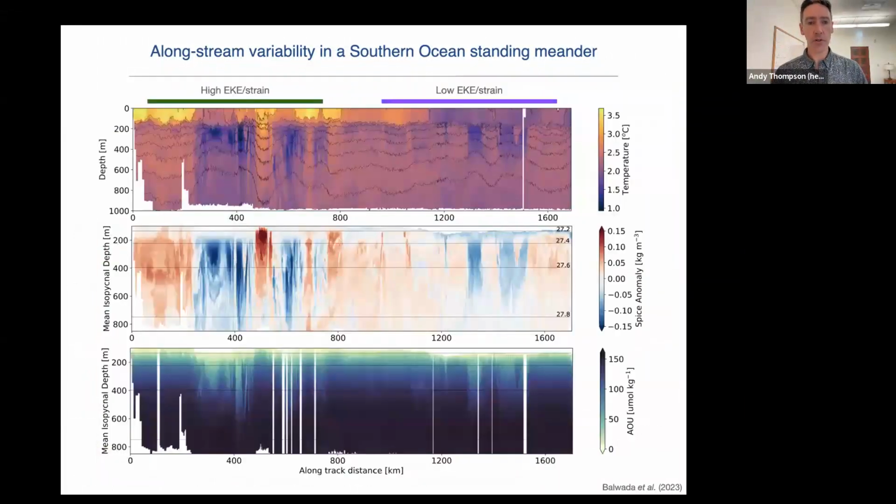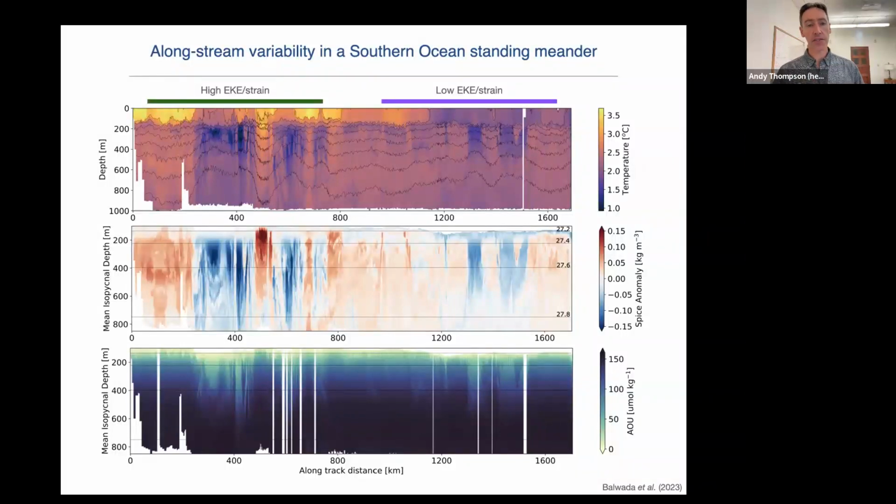So the first thing I want to show is what just the observations look like as you transition between these two different regimes. If you look at the upper panel, you have depth on the y-axis, you have distance along the trajectory of just one of the gliders, or along the track of one of the gliders. And the bars up above are indicating where this high eddy kinetic energy and strain region is, and then the downstream low eddy kinetic energy and strain region.